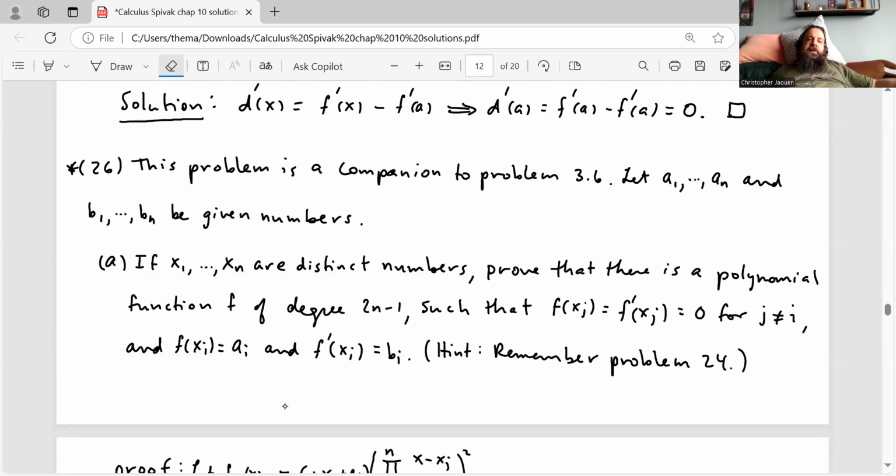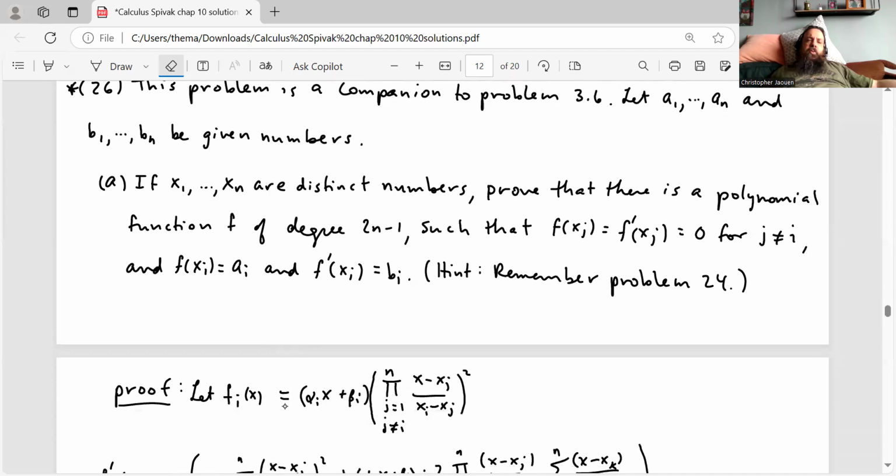Question number 26. This problem is a companion to problem 3.6. 3.6 is a problem that I did way back when I did the exercise set for chapter 3. So if you want to see that, you can take a look at that video. It's the problem on Lagrange interpolation. Let A1 through AN and B1 through BN be given numbers.